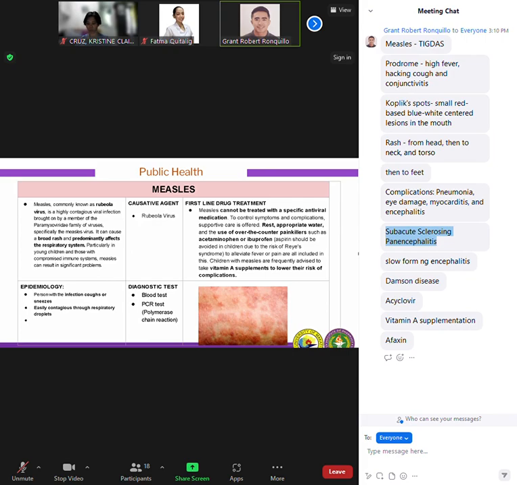And then for the prevention, correct, MMR vaccine yung gagamitin natin. Miss Fatma, ano ang MMR? Anong meaning ng MMR? Ano po, sir? Measles, mumps, and rubella. Ana, measles, mumps, and rubella po. Mumps and rubella vaccine. Very good.